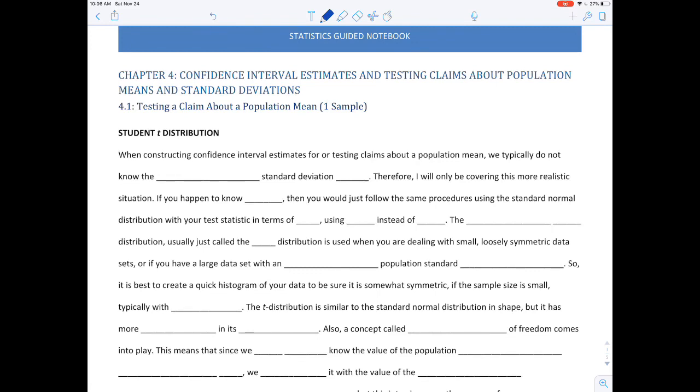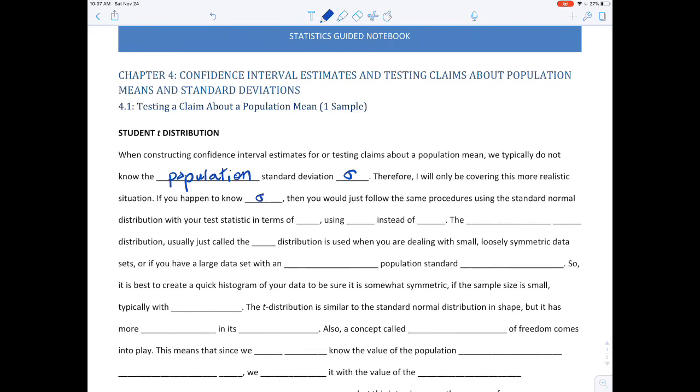Today we'll be looking at testing a claim about a population mean with one sample, and there are multiple methods for this. Most of the time we do not know the standard deviation, so I'm just going to go straight to the more realistic situation. When constructing confidence interval estimates for or testing claims about a population mean, we typically do not know the population standard deviation. And what was that called again? Good, sigma. Therefore, I will only be covering this more realistic situation.